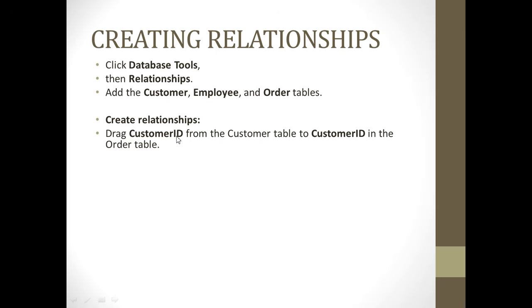drag the customer ID from the customer table. I will drag it to the customer ID in the order table. That is to establish a relationship between the customer table and the order table. I will drag that primary key, the customer ID. I will hold my mouse, drag it, and put it on the customer ID of the order table. A relationship will be established.